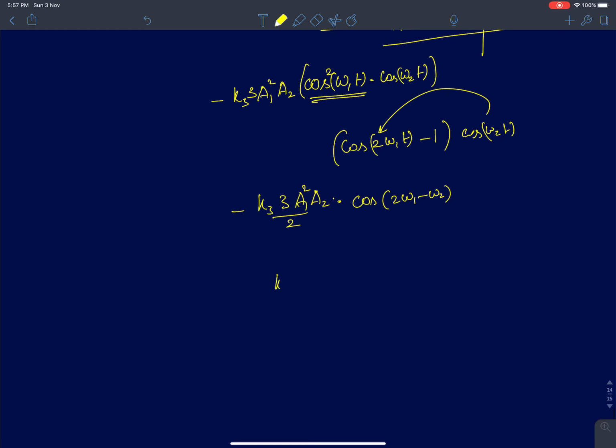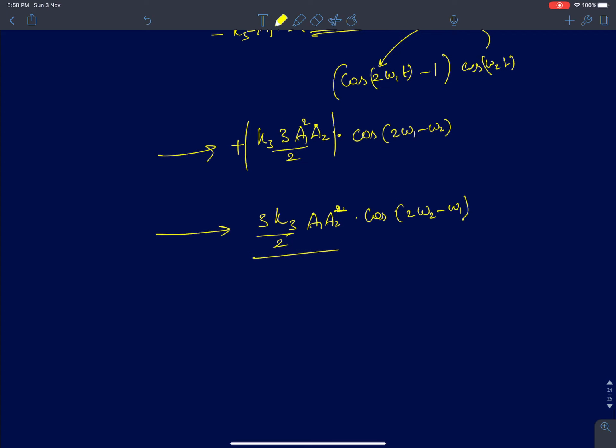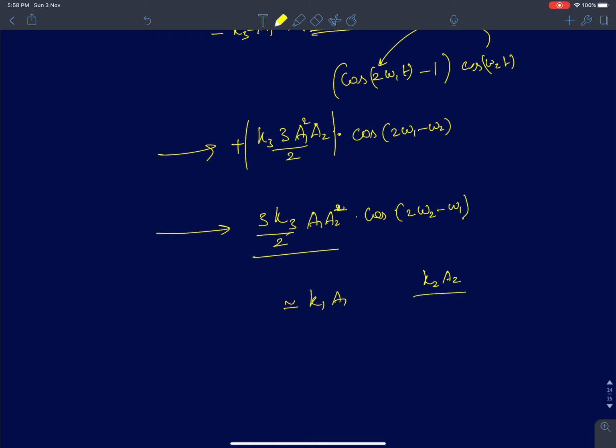Similarly we can show that the other term is going to be k3. I'll write the magnitude of it, the sign doesn't matter here. So it will be 3 k3 by 2 into a1 a2 square, into cos of 2 omega 2 minus omega 1. So these are the harmonic strengths of these two terms. Now the first harmonic is going to be approximately k1 a1 or k1 a2.